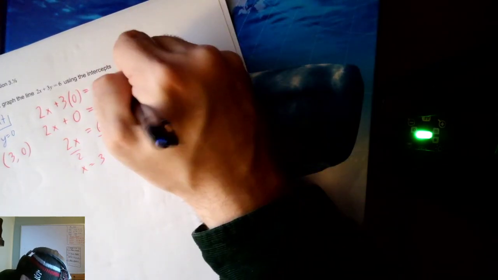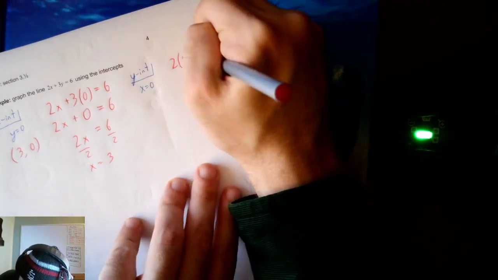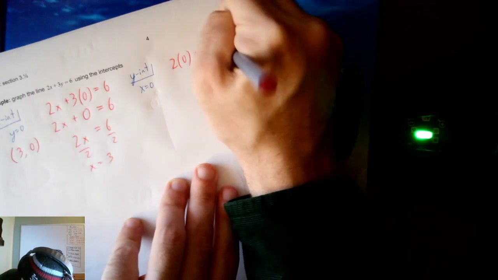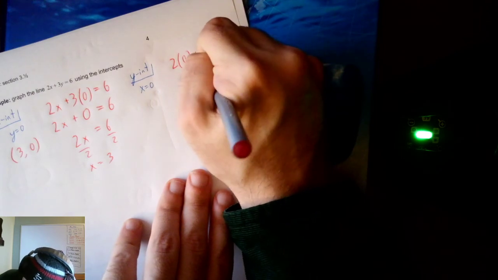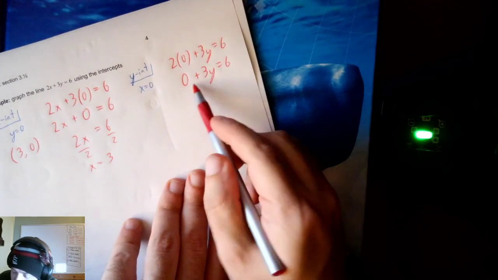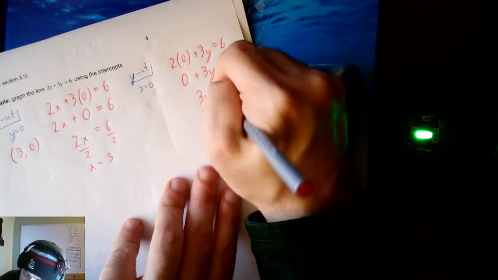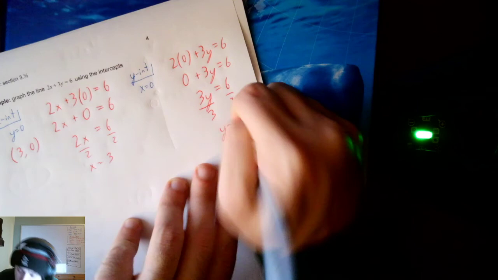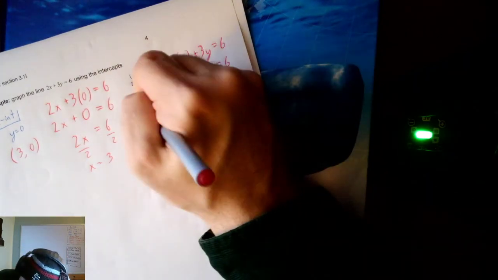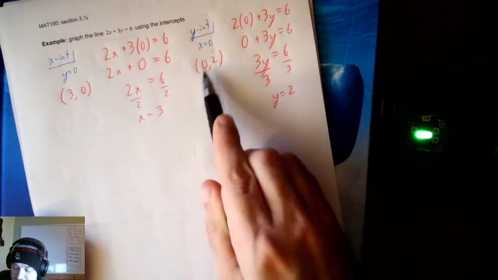Now, I also want to find my y-intercept. And remember, for the y-intercept, we do the same thing, but we plug in x equals 0. So 2 times 0, plus 3y should equal 6. Same as before, 2 times 0 gives me 0 plus 3y equals 6. Just like before, 0 plus 3y is just 3y, right? Adding 0 doesn't change the number. And that should equal 6. Divide by 3 gives me y equals 2. So x was 0 and y was 2. So I have my two intercepts, 3, 0 and 0, 2.